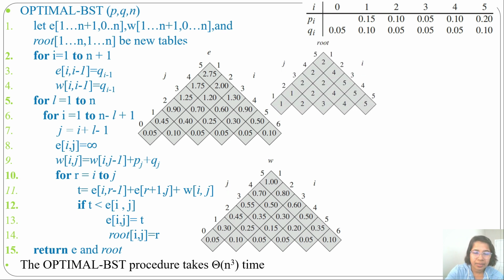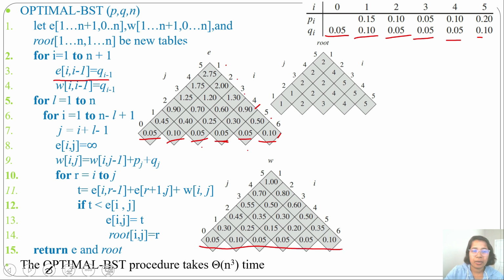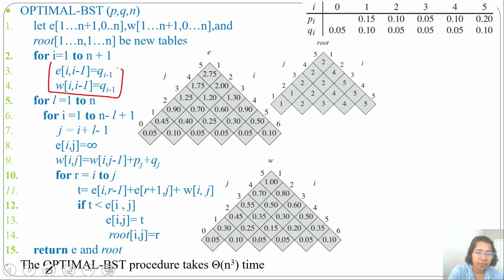In E, the base is E[i, i-1] equals Q[i-1]. So E[1,0] is Q0. E[2,1] is Q1. Then E[3,2] is Q2. E[4,3] is Q3. E[5,4] is Q4. E[6,5] is Q5. Also in W, the base values are the Q values. These two lines are for the base.